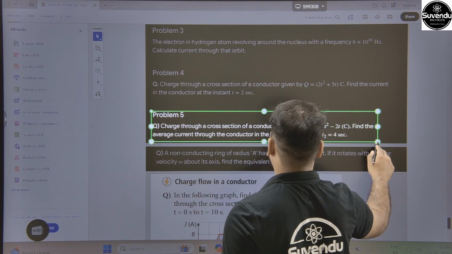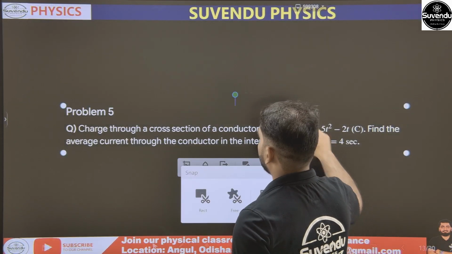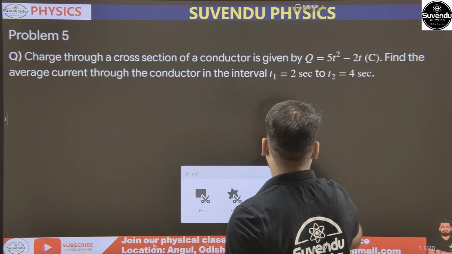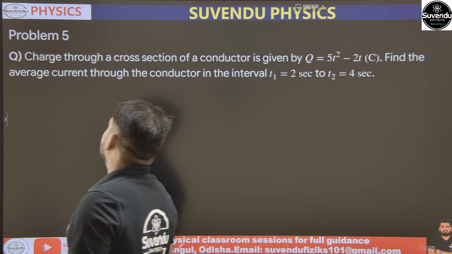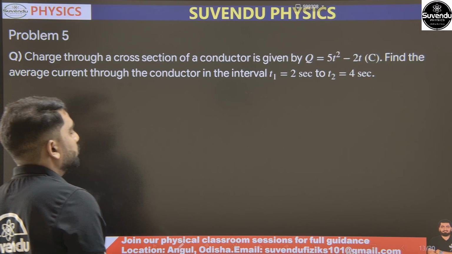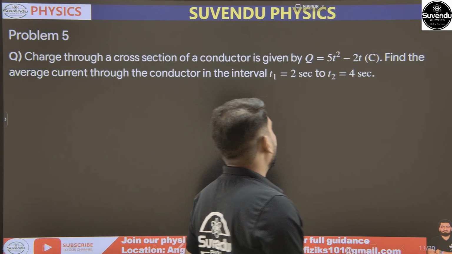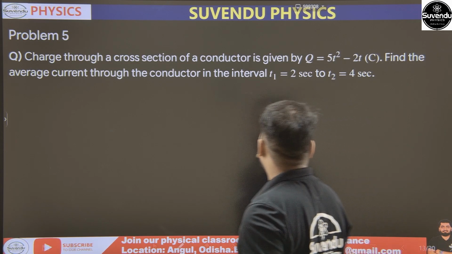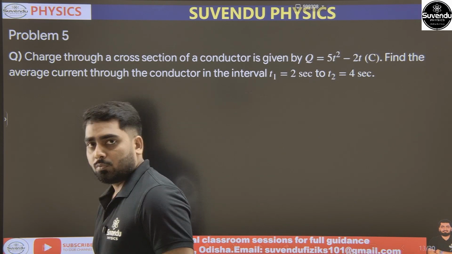Next. Charge through a cross section of a conductor is given by Q equal to 5t square minus 2t coulomb. Find the average current through the conductor in the interval t1 equal to 2 seconds to t2 equal to 4 seconds.